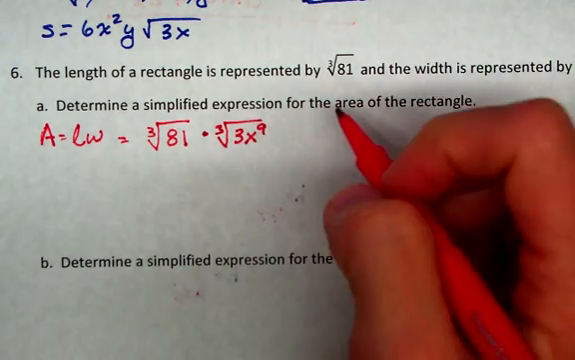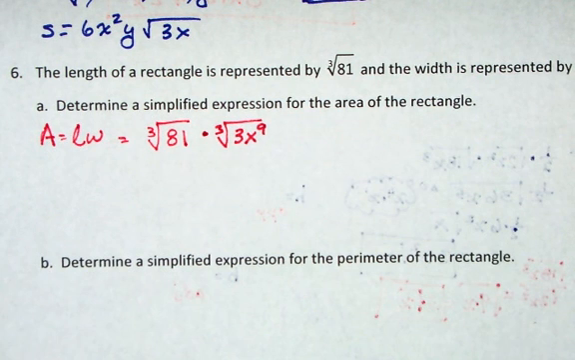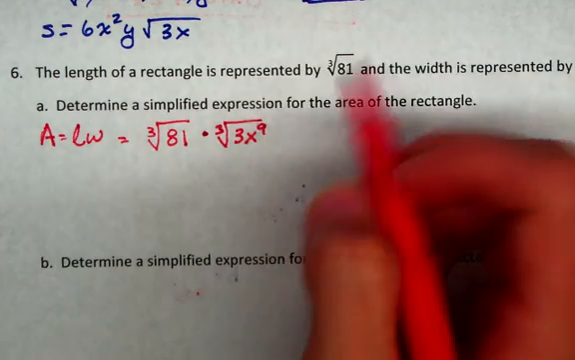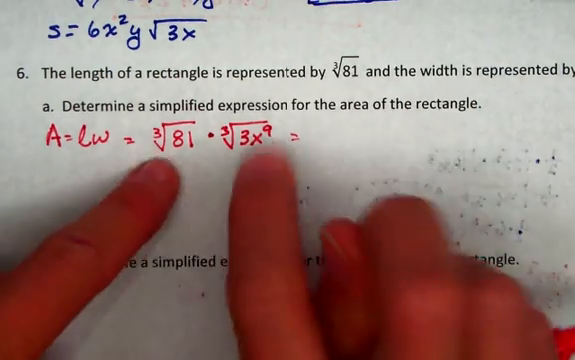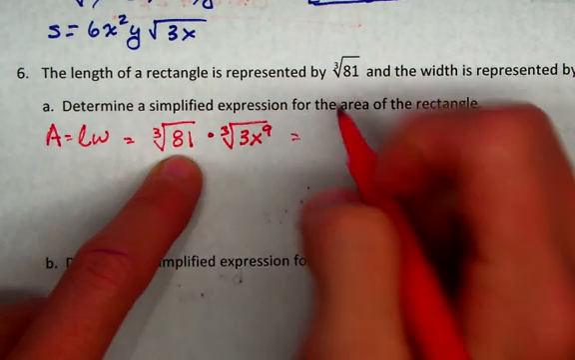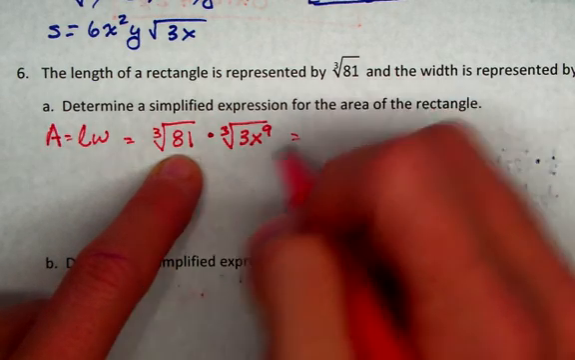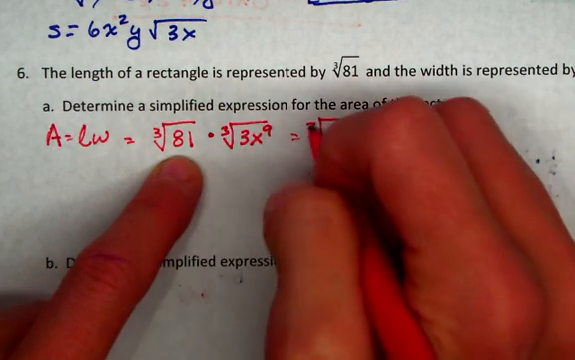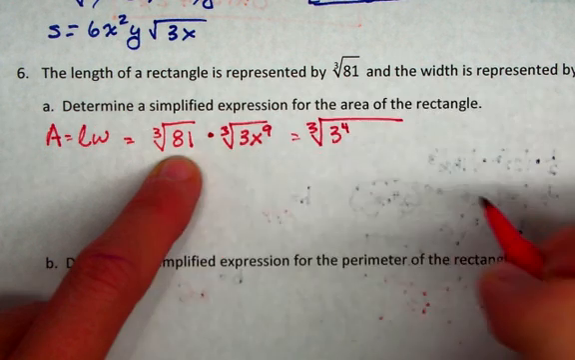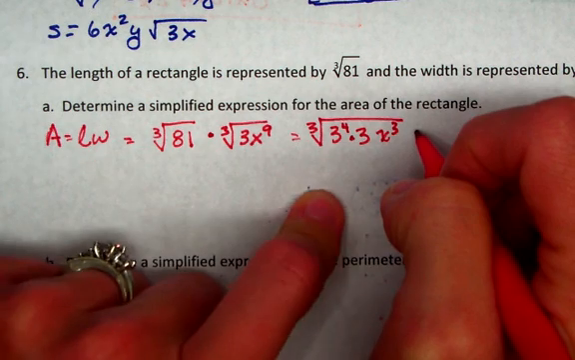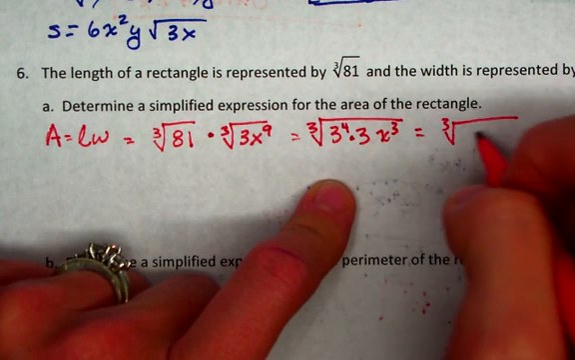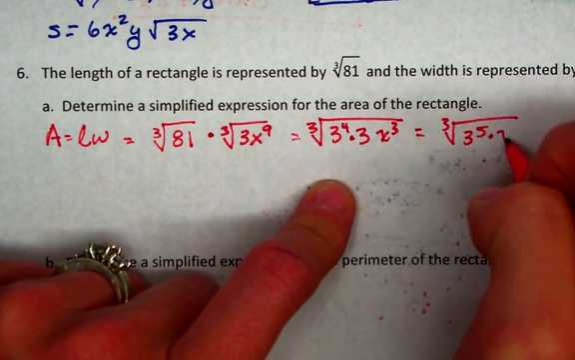Let's see, 81, isn't that 3 to the 4th? Yeah, it would be. Okay, so let's do this. If we take a look here, this is 3 to the 4th power, but this is 3. So I have 3 to the 4th is 81 times 3 times x to the 9th, and that's really the cube root of 3 to the 5th times x cubed.